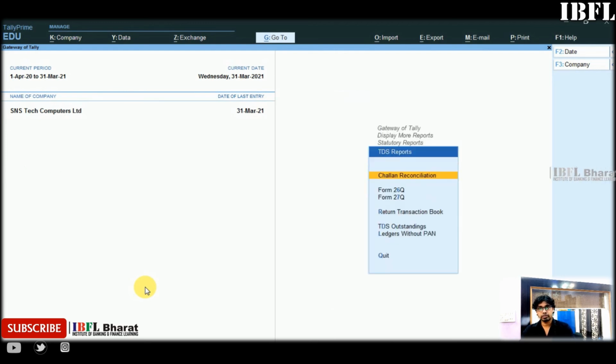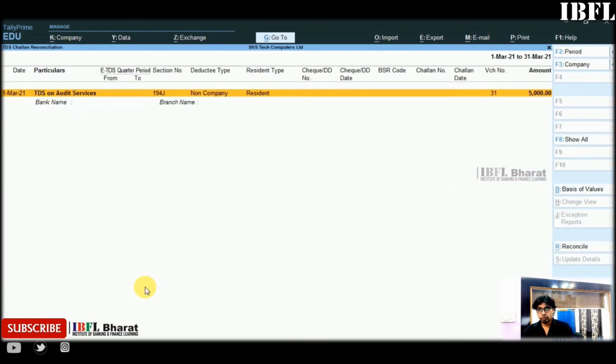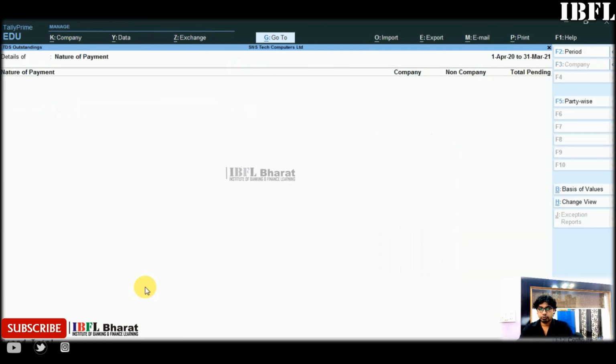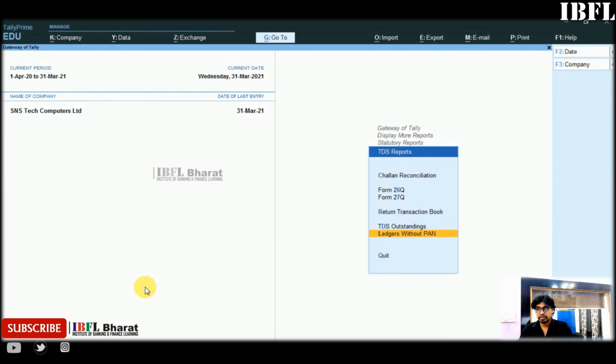First we will see the TDS report. Challan reconciliation, there is one entry for which we had made the payment. This is a challan, we had made the payment but still the entry is not reconciled. We can reconcile it by pressing Alt R. Right, TDS outstanding, no payment is due, and ledgers without PAN.